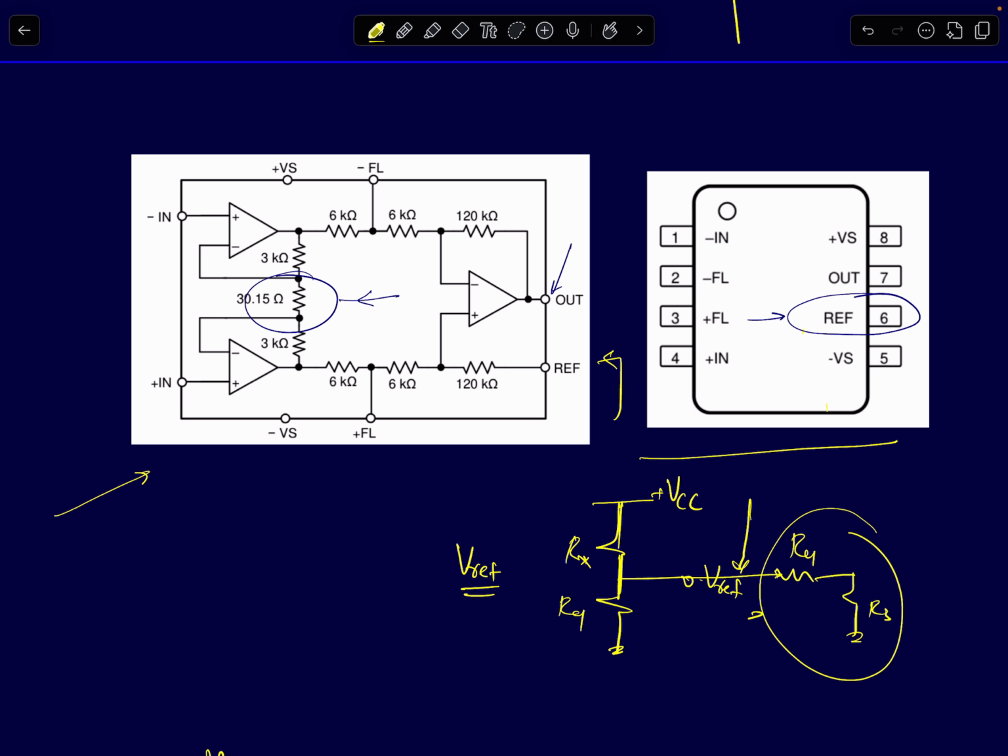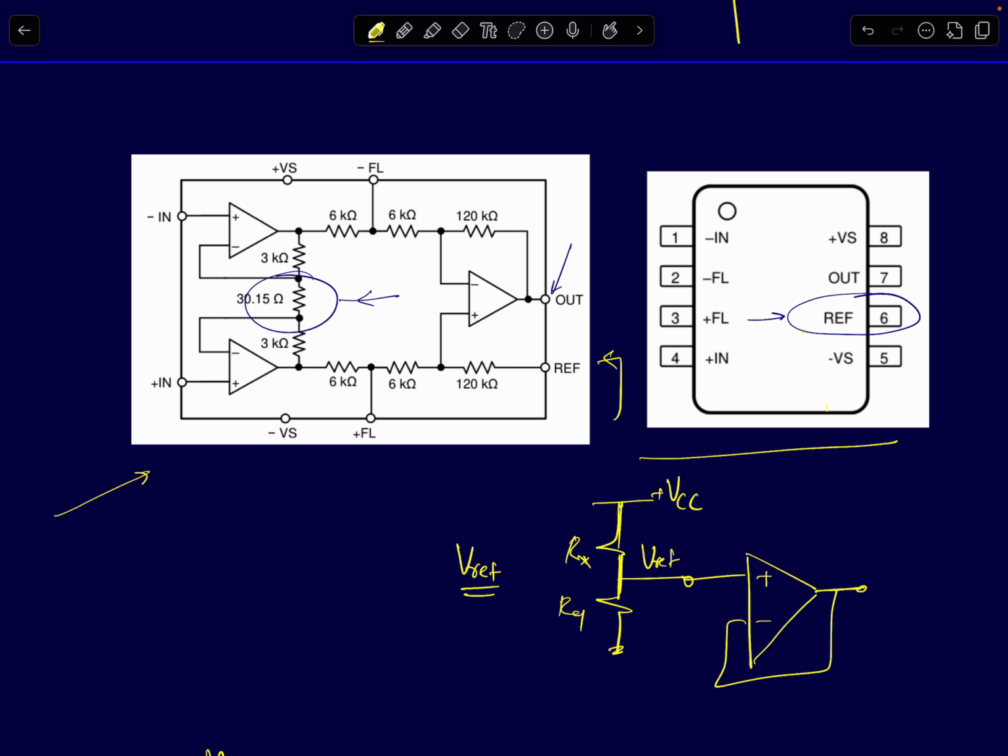So one commonly used advice is to ensure that the node voltage Vref is of low source impedance. How do you accomplish that? You can just put a voltage buffer. Generate Vref first using a resistive divider, and then connect a voltage buffer or another op amp like this and generate your Vref signal.